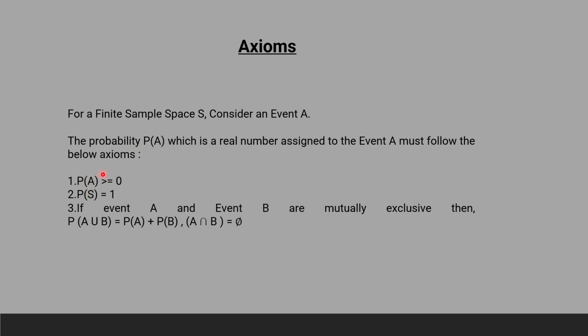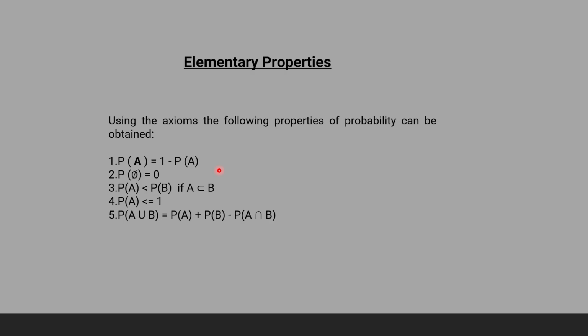So probability of A should always be greater than or equal to 0. And the probability of the sample space is always equal to 1. And if event A and event B are mutually exclusive, then the probability of A union B is equal to probability of A plus probability of B. Here A intersection B is null, that means no common elements are there. So these are some axioms you need to remember.